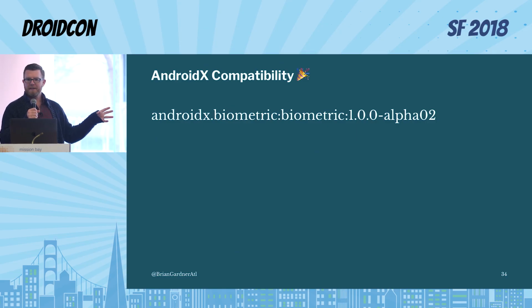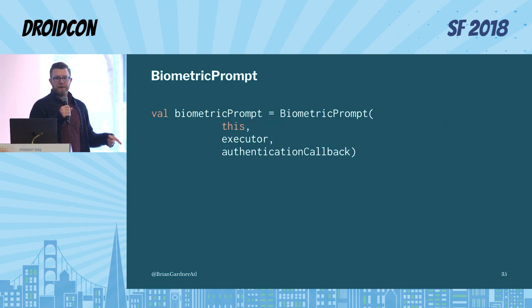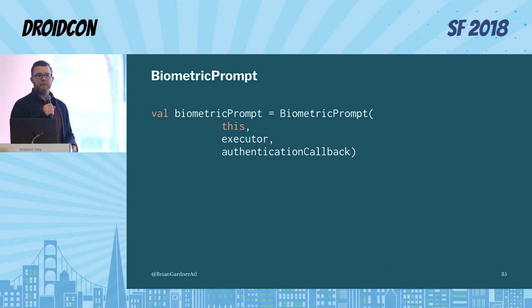So I'm going to cover the differences between the framework biometric prompt, which I just showed, and the AndroidX version. But again, it is Alpha 2, still very early. API will probably change, so just keep that in mind as things move forward. So one of the big differences with the AndroidX version is that it does not use a builder pattern to create the biometric prompt object. It just passes the things right into the constructor. So we pass in a context object, which is the this on this slide, your executor, and your authentication callback.